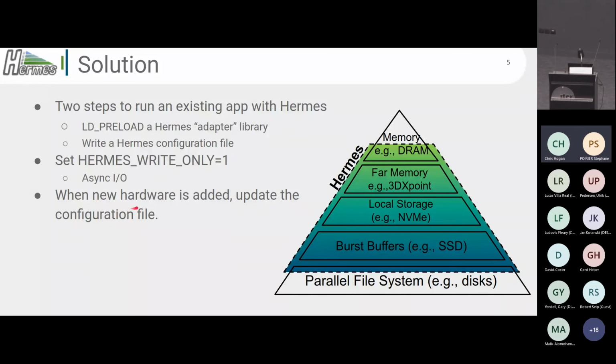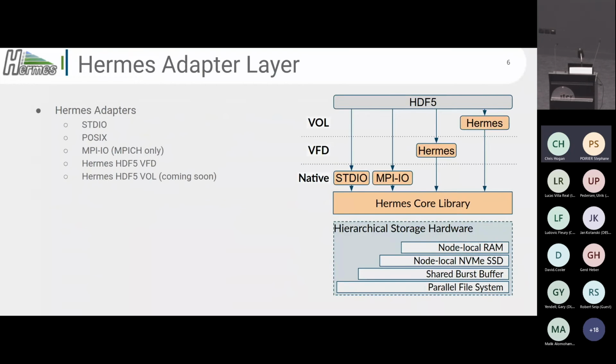On top of that, if you have new hardware added to your cluster or you're running on a different machine with different hardware, you just add some information to the Hermes configuration file, rerun, and Hermes will pick up that extra hardware as buffering space without any problems. So that's an example of how Hermes can help.